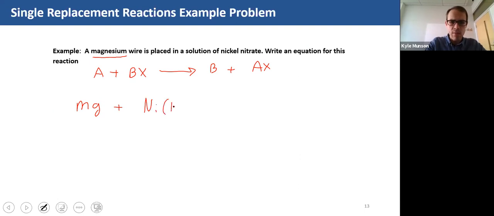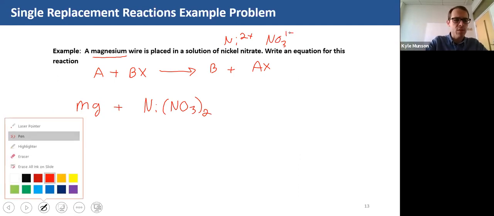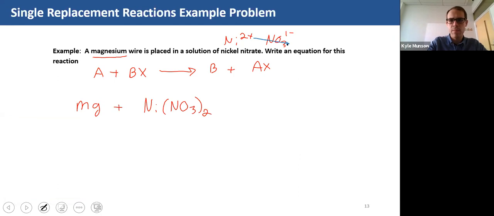Now remember, nickel has a +2 charge. So that's the formula for nickel nitrate. I'll just write it off to the side here. We have nickel with a 2+ charge, nitrate with a 1- charge. So when you crisscross the charges, you get nickel nitrate.